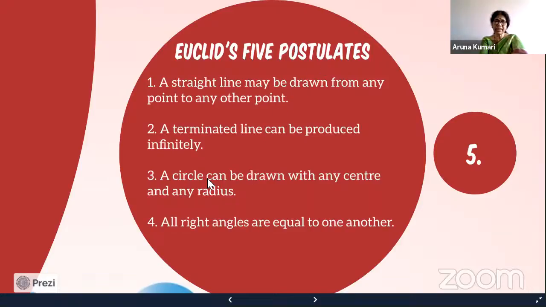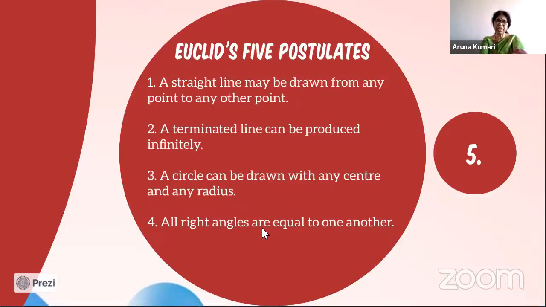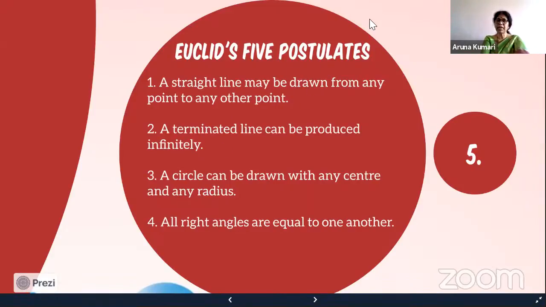What is a circle? What is a radius? What is a right angle? All is already given to us. Now we are comparing. Yes, they are correct. That means we are accepting the truths. So accepted truths are known as postulates. So 1, 2, 3, 4 are over. And number 5.